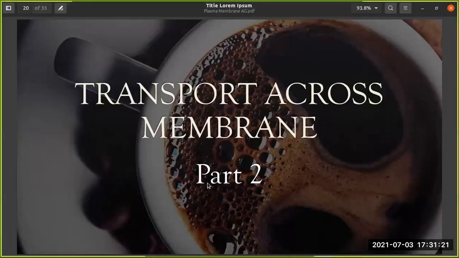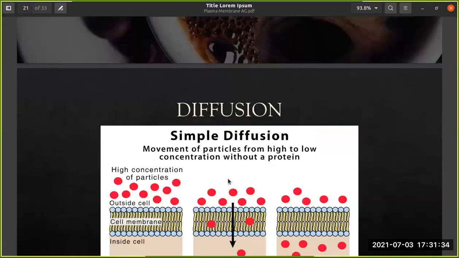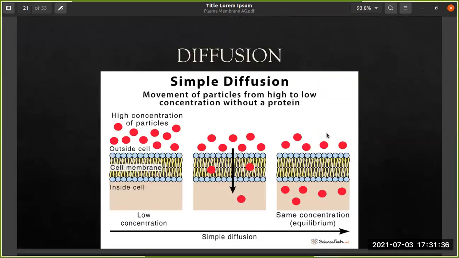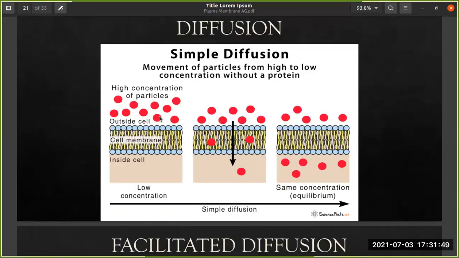So membranes are there to selectively transport solutes from one side to the other, or from outside to inside or inside to outside. The methods through which this is done: first is simple diffusion. Movement of particles from high to low concentration without a protein. So high concentration of particles outside, they diffuse and come inside, and both sides will be equal.